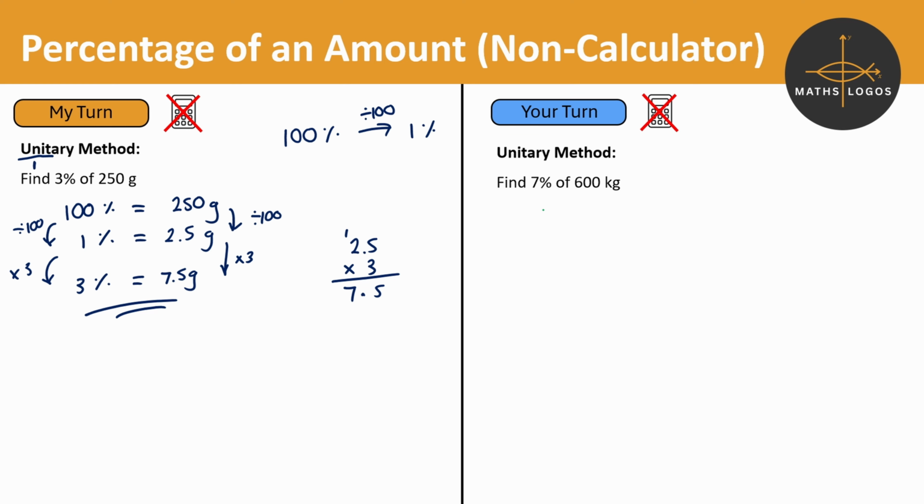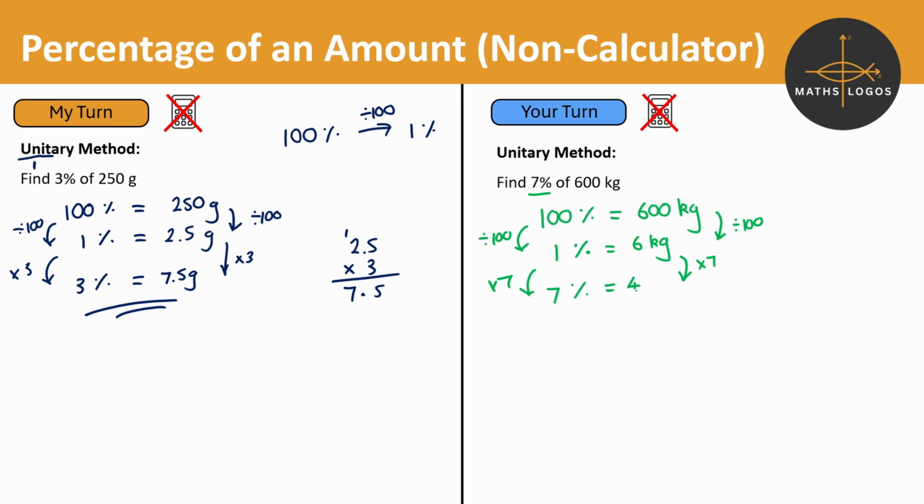Okay, let's look at your answer. So 100% was equal to 600 kilograms. And we want to find 7%, but we're going to use the unitary method. So we're going to go to 1% first. Of course, we divide by 100 to do that. I'll divide 600 by 100, which gives me 6 kilograms. 1% is 6 kilograms. I want to find 7%. I need to multiply by 7. So 6 kilograms multiplied by 7 is 42 kilograms, and that should have been your answer.